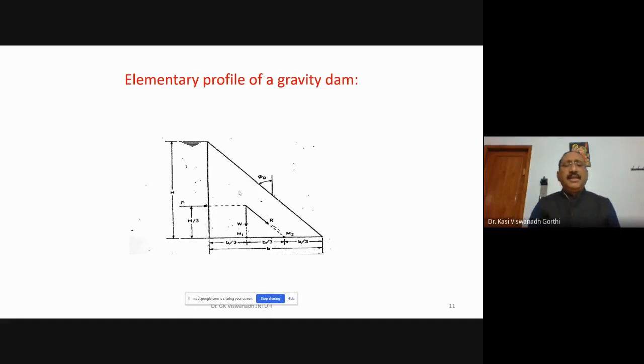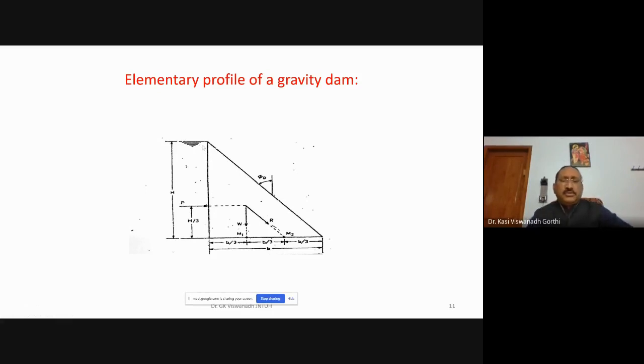Look at this elementary profile for a gravity dam. To understand better, this is the apex of a triangular section, and the elementary profile of a gravity dam is a simple triangle. This is what we have been defining from the beginning. The base width is B, and H is the height of water. So the apex and FRL are coinciding. This is the elementary profile by definition.